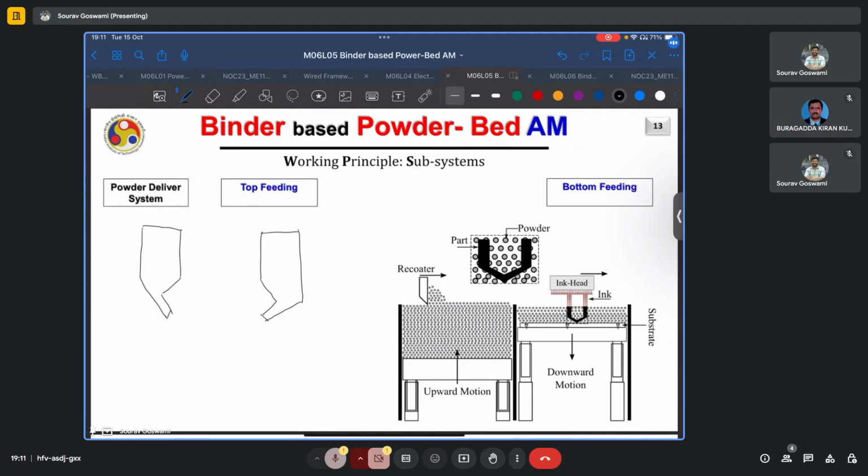Whereas with a top feeding mechanism where we have this pair of hoppers suspended on top, which dispense the powder, the chamber size can be greatly reduced. Thus, our machine will have a smaller footprint in the XY plane.